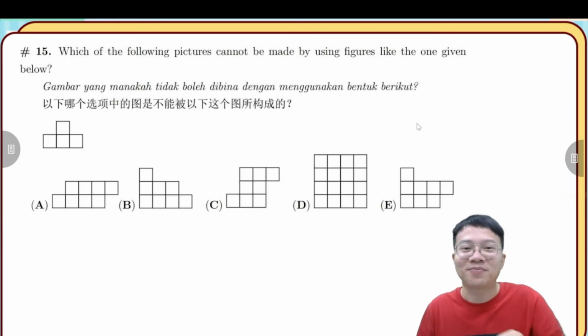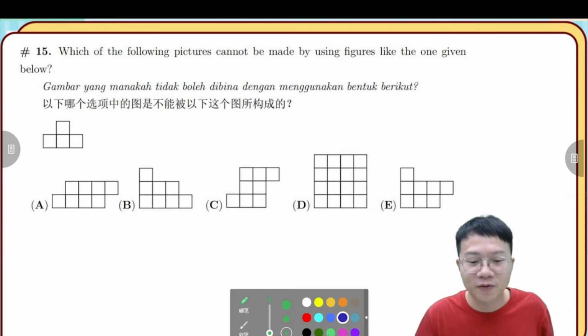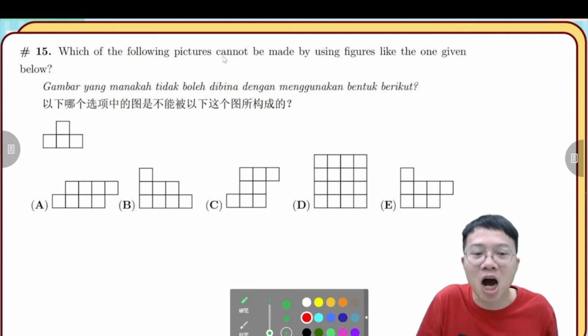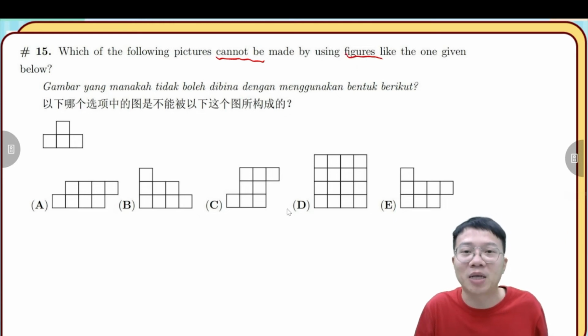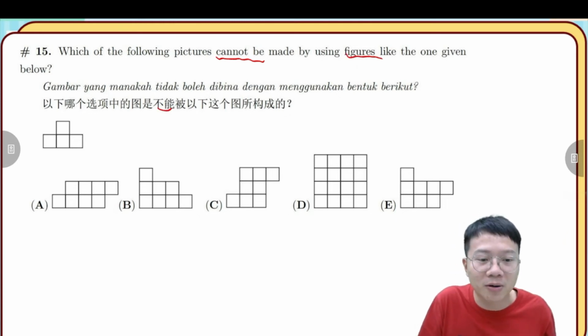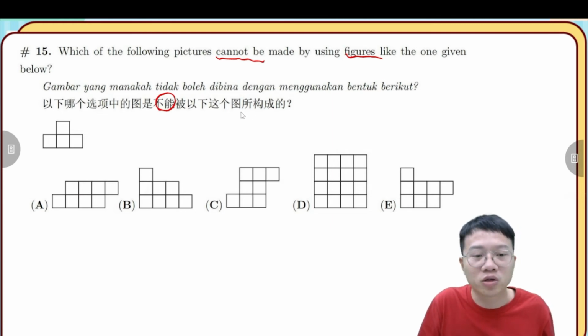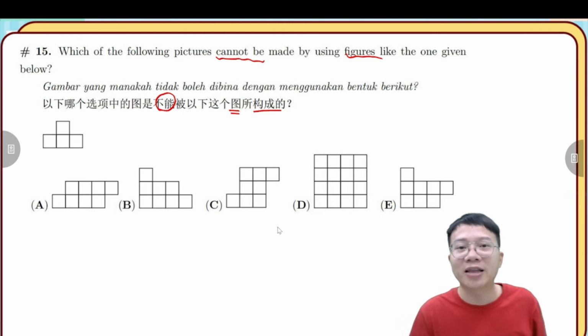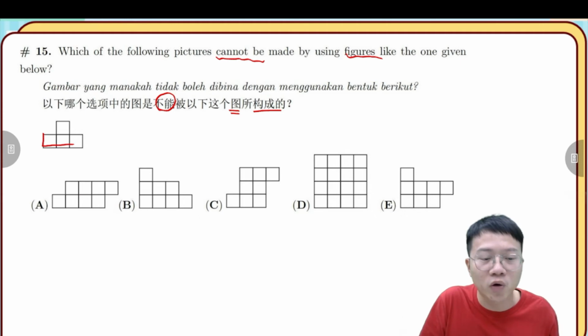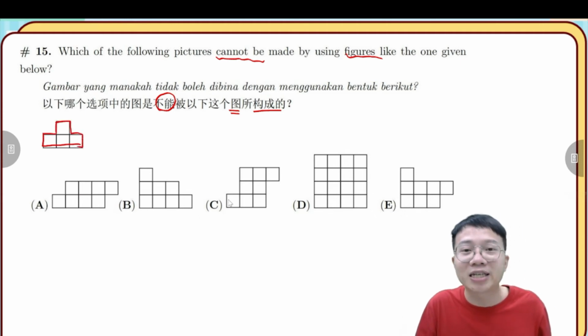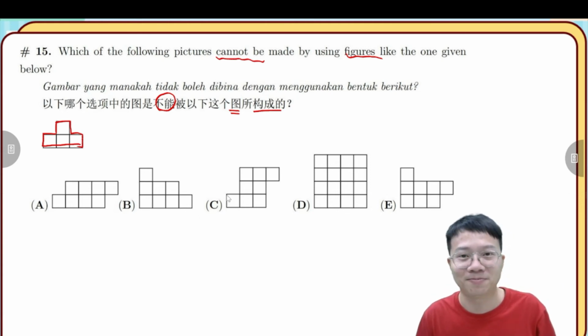What about the second one? Okay, take a look. Which of the following pictures cannot, pay attention, be made by using figures like the one given below? 一定要注意一下，是不能被以下图形所构成的以下的这个图所构成的，一定要注意一下。So here let's take a look at the figure here. Yes, here it is made of 4 squares, right? 4个正方形构成的。It's a little bit like a T that is upside down, right?